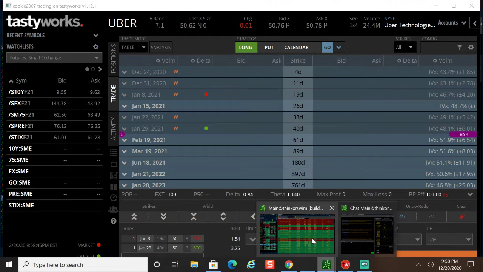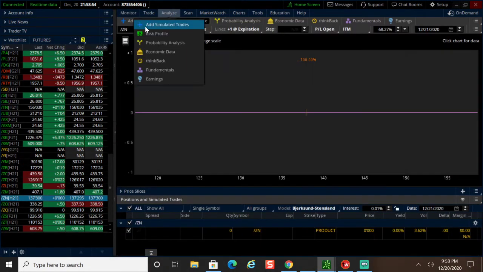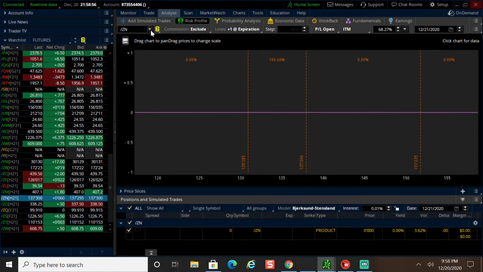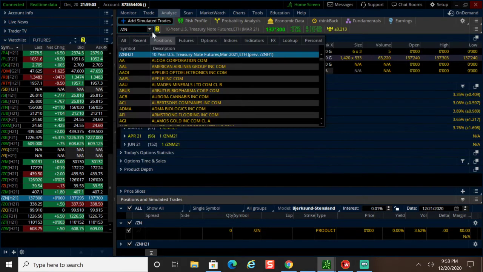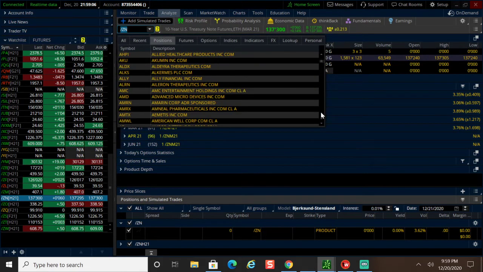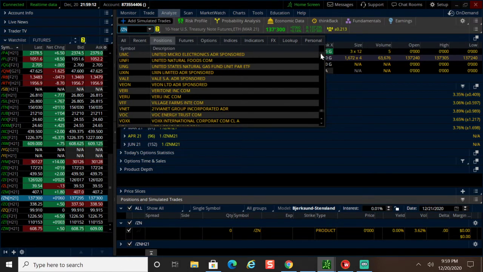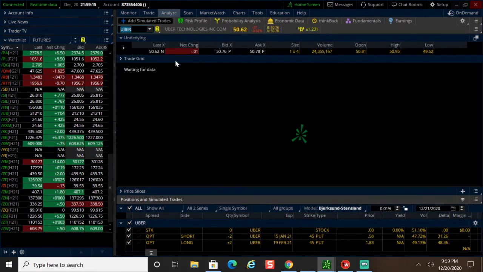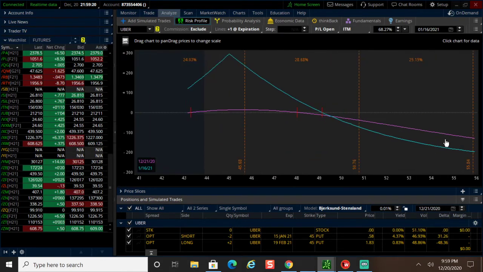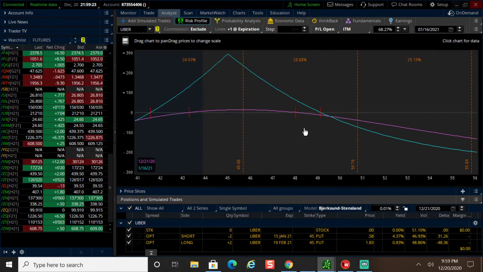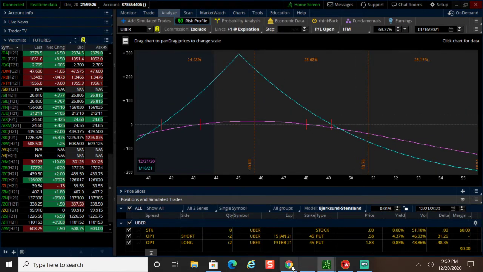Actually, we can analyze it here. Let's do a little different angle because I've been showing you on the tastyworks a lot. So positions. I'll go to Uber. I got a lot of positions as you can see. All right, so Uber. Let's go to analyze. All right, so here's the trade in Uber. So Uber is currently trading at $50.62. Here's the chart, so you can get a picture of the chart.